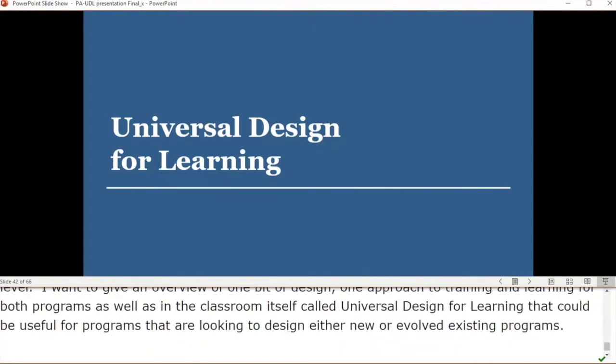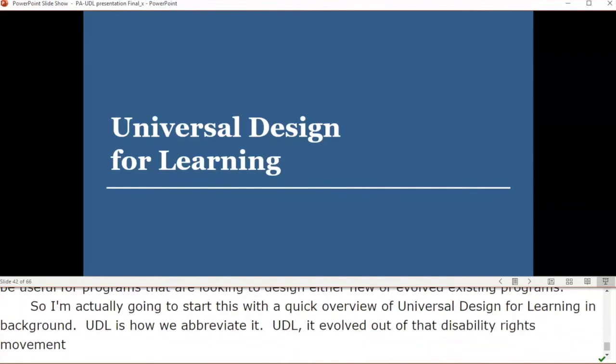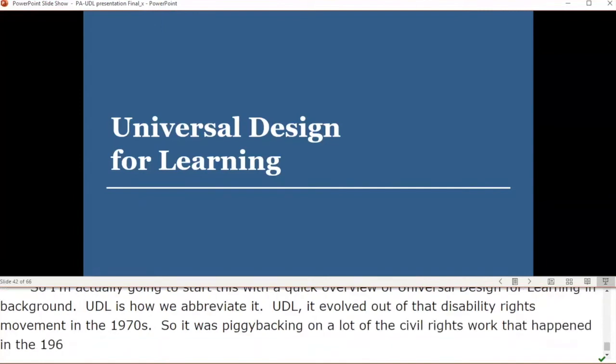And I'm actually going to start this with a quick overview of Universal Design for Learning, the background. So UDL is how we abbreviate it. UDL evolved out of the disability rights movements of the 1970s. So in the 1970s, kind of piggybacking on a lot of the civil rights work that happened in the 1960s, there was also a disability movement, as many in the audience may know about.